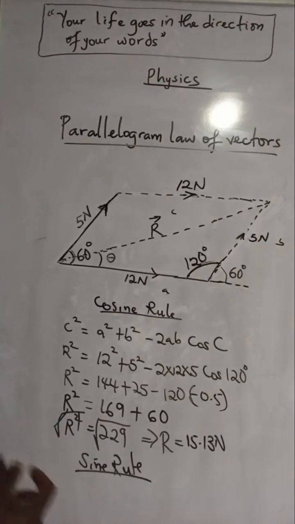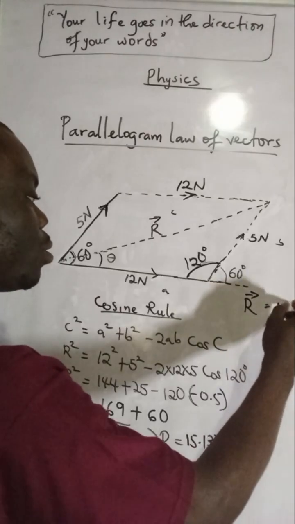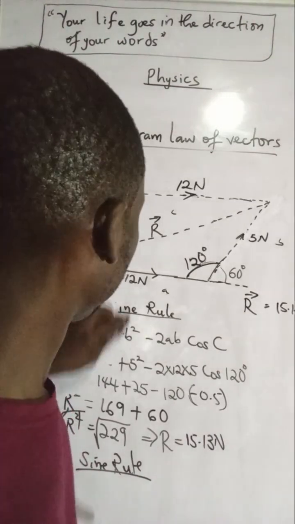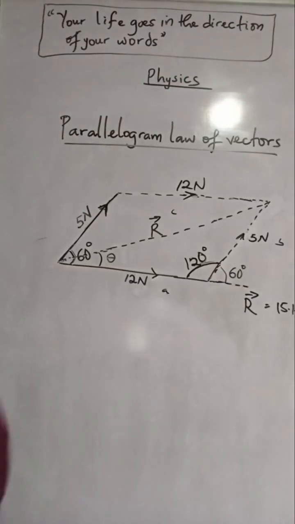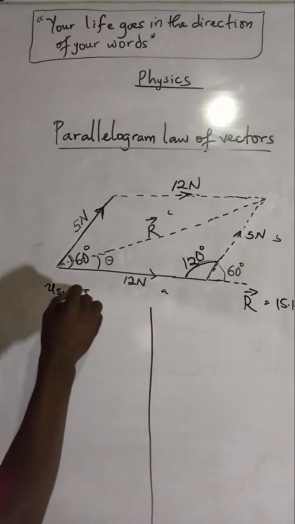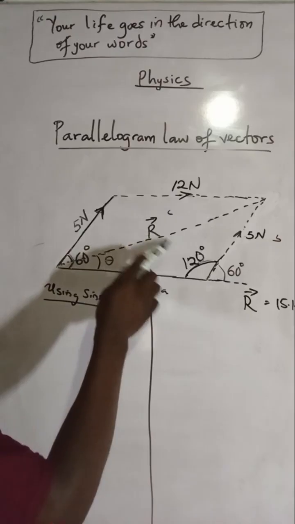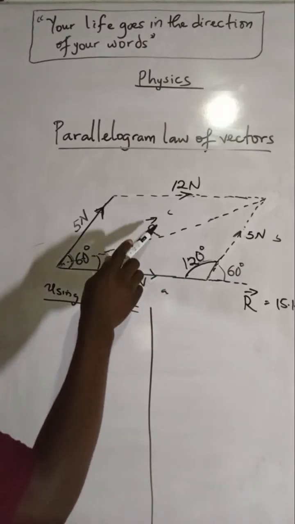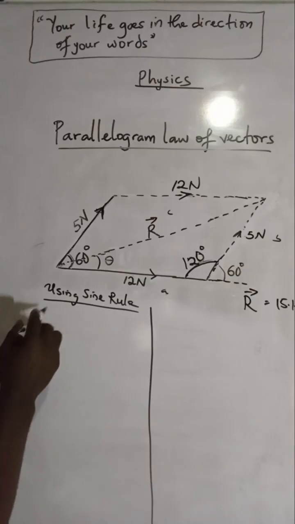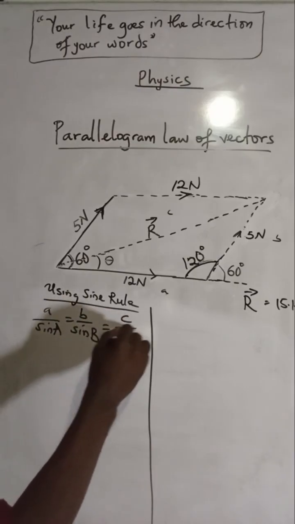So you use sine rule. I'm going to rub this off now, but take notes. The magnitude of R is 15.13 Newton. Let's just split this into two. Using sine rule, why are we using sine rule? You have a side that was unknown before, but it's now known. So the side and the angle are already known. But then you have another side of the triangle that is known, but its angle is not known. So you can easily use sine A over A equals sine B over B equals sine C over C.